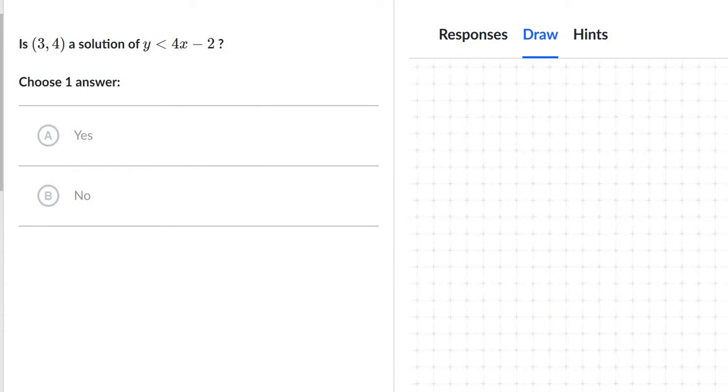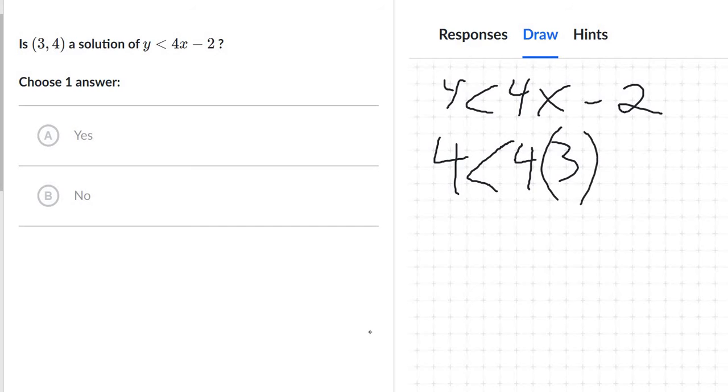Okay, this is super easy. This is the plugging in again. So we'll do a couple of these, not too many. So we're checking to see if 3, 4 is a solution for this inequality, if it fits that inequality. So let's write it out. Y is less than 4x minus 2. Careful not to mix them up. X is 3, y is 4.